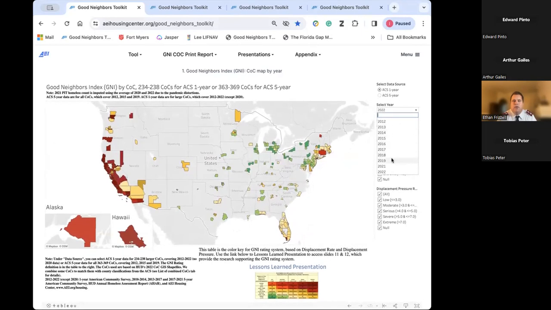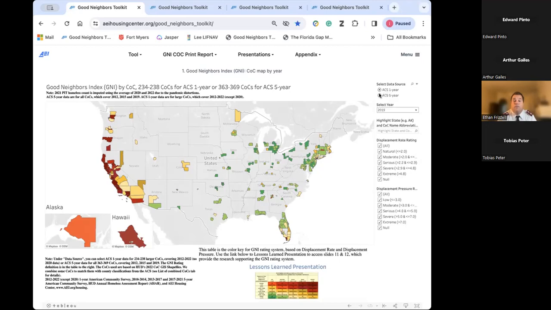We like to use 2019 a good bit because it was pre-pandemic. It will show what the rates were that year, and then it will show displacement rates and displacement pressure, as you can see on the right. You can choose and search for either natural displacement, which we'll describe in a moment, serious displacement, extreme displacement, or you can look at displacement pressure. If you want to see the larger COCs or 1-year view, it's ACS1, that's the American Community Survey.